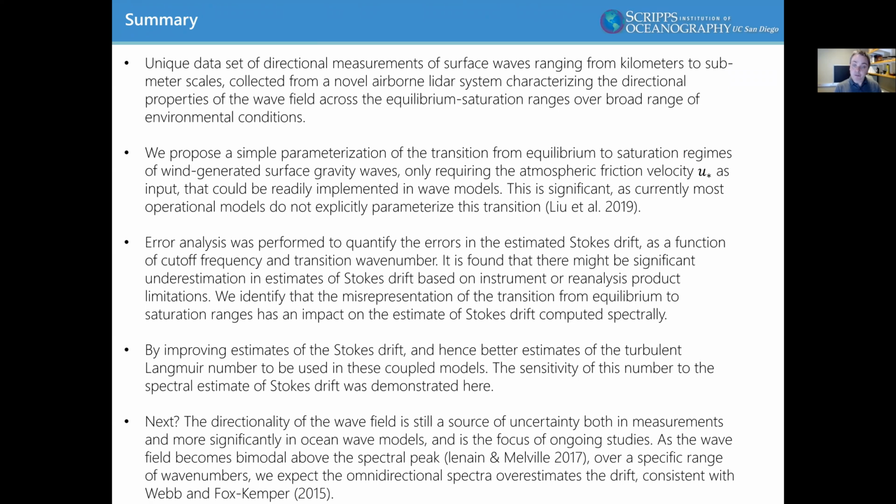I've looked into error analysis of the estimated Stokes drift based on those spectra, looking at different cutoff frequencies and transition wavenumber, as well as the impact of the misrepresentation of the transition from equilibrium to saturation range. And I want to stress again that by improving the estimate of the Stokes drift, and hence better estimates of the turbulent Langmuir number to be used in this coupled model, the sensitivity of this number to the spectral estimate of the Stokes drift is demonstrated in here.